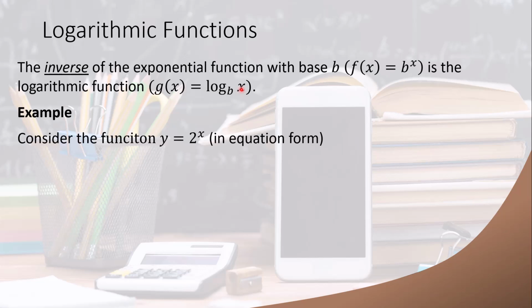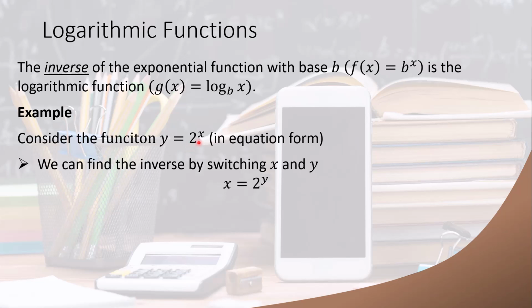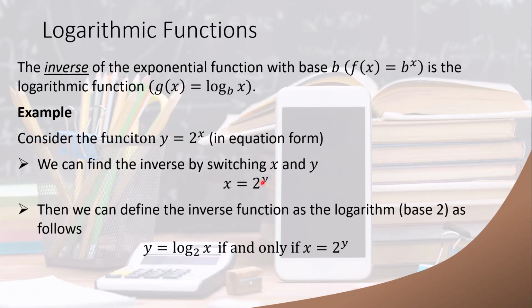Okay, let's do this with an example. Suppose we look at the function y is equal to 2 to the x. And furthermore, suppose that we can find the inverse by switching x and y and then solving for y. However, it's kind of hard to get the y out of the exponent, so what we're going to do is create an inverse function, and we're going to call it the log base 2 of x. And this is what we're going to say. We're going to say that y is equal to log base 2 of x if and only if x is equal to 2 to the y.